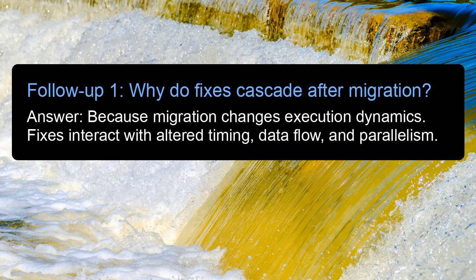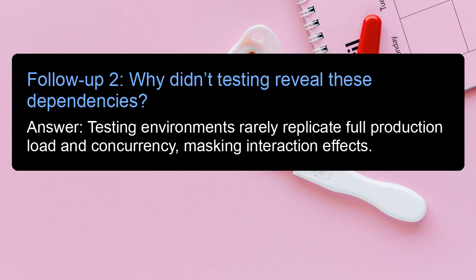Follow-up 1. Why do fixes cascade after migration? Answer: because migration changes execution dynamics. Fixes interact with altered timing, data flow, and parallelism. Follow-up 2. Why didn't testing reveal these dependencies? Answer: testing environments rarely replicate full production load and concurrency, masking interaction effects.